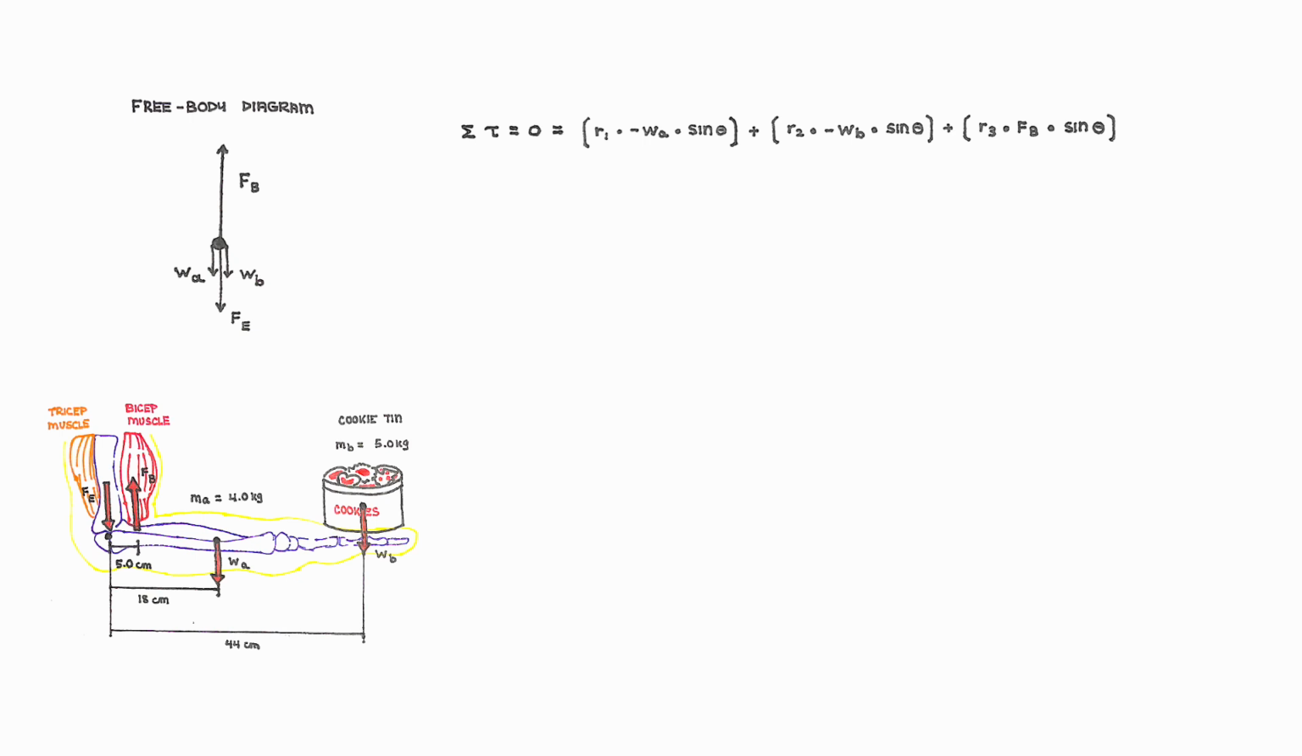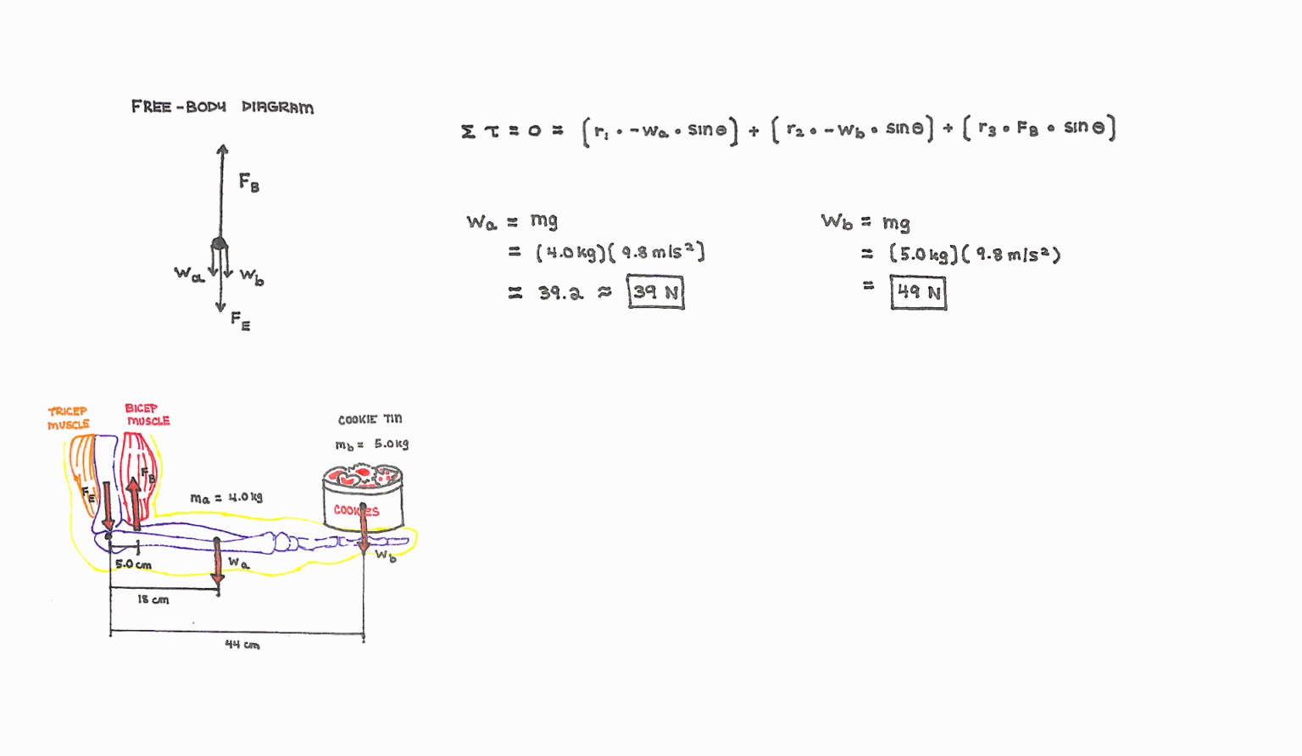Once we understand that only 3 forces are being added, let's try to identify some of the variables in our equation, starting with WA and WB, or the weights. To find the weight, we will be using the equation where weight equals mass times the acceleration due to gravity. As a result, the weight of the forearm is calculated to be 39.2 newtons, or 39 newtons when considering significant figures. And the weight of the cookie tin is calculated to be 49 newtons.